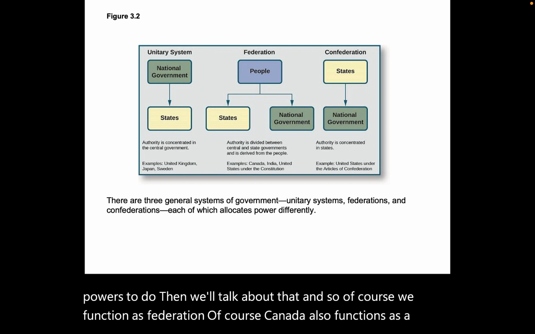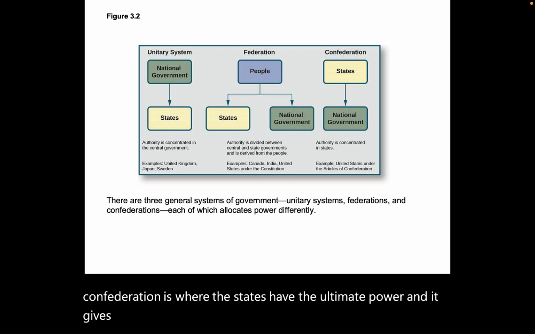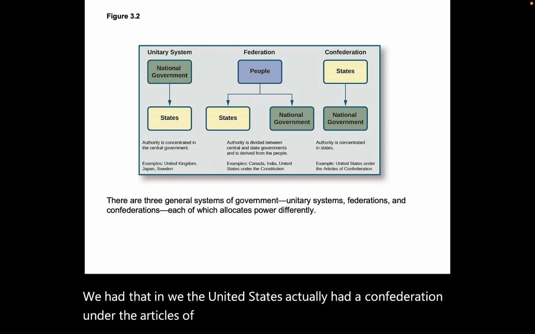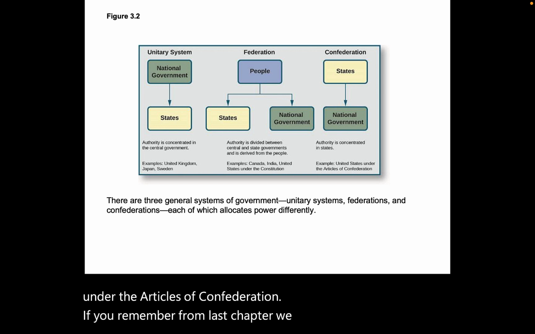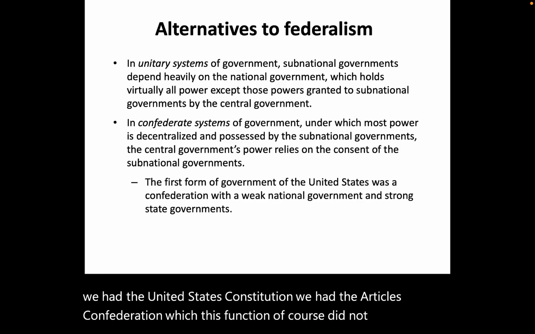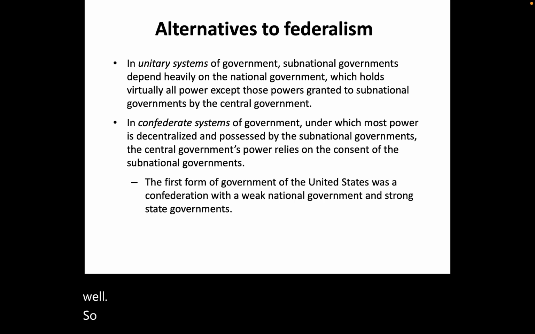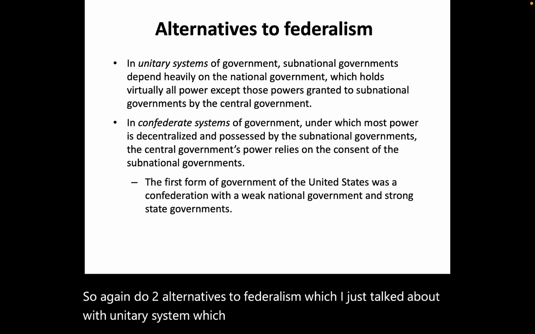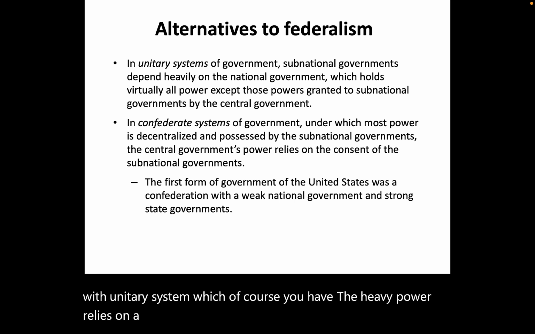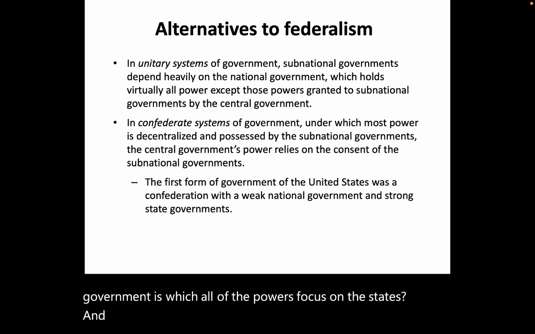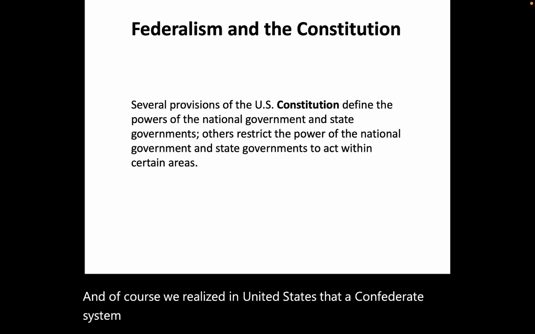A confederation is where the states have the ultimate power and give some of it to the national government. The United States actually had a confederation under the Articles of Confederation. If you remember from last chapter, before we had the United States Constitution, we had the Articles of Confederation, which did not work out very well. So the two alternatives to federalism are a unitary system, where the heavy power relies on the national government, and a confederate system, where all the powers focus on the states. We realized in the United States that a confederate system does not work very well.